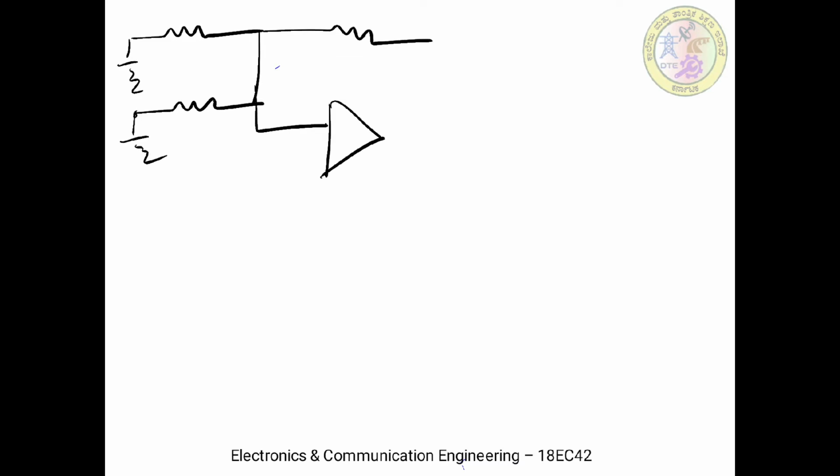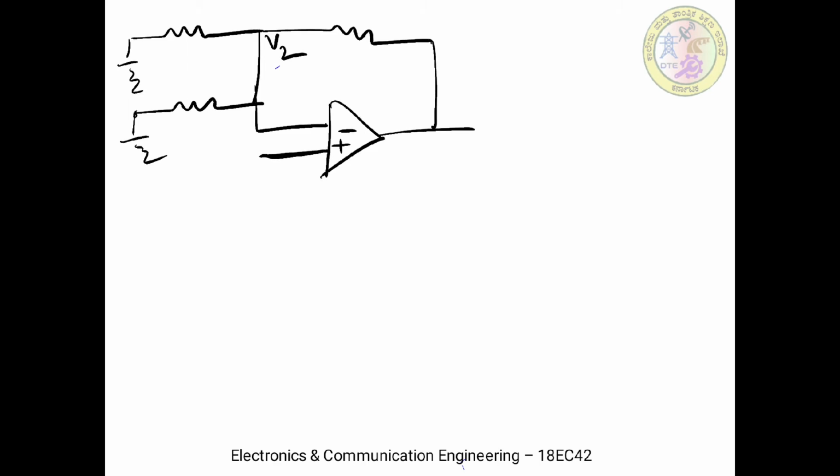So here VA is equal to 0 as well as VB is also equal to 0. These two are connected and this will be going to the op amp minus. Now at the plus terminal, this is the V2 here.